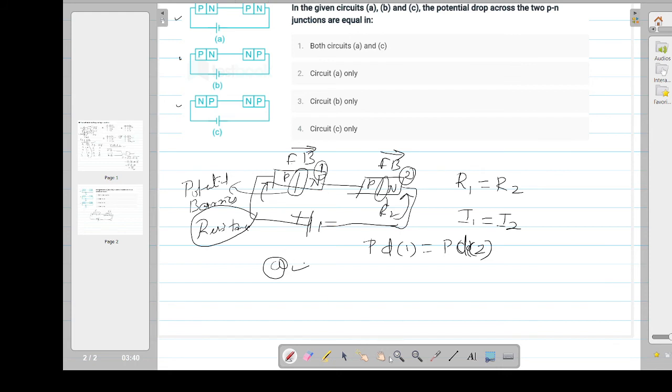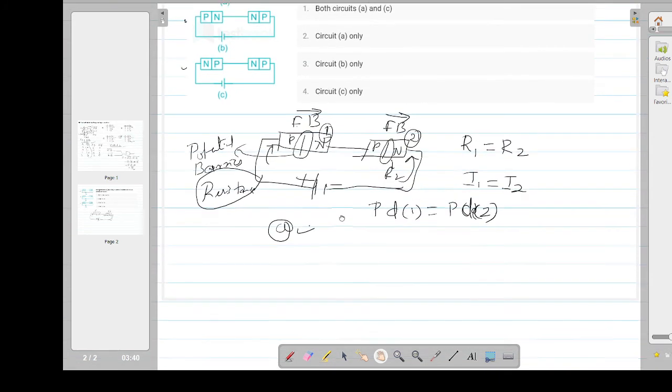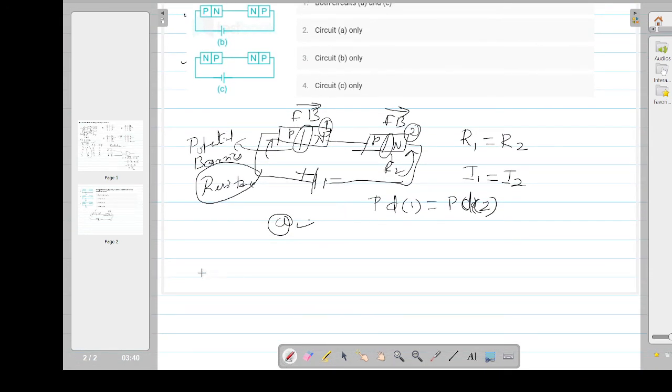Let me check the second circuit. What will it indicate? The second circuit is like this: P and N in series connection, then N and P. The positive terminal of the battery is connected to P and the negative terminal of the battery is connected to P here. So this becomes forward bias and this becomes reverse bias.